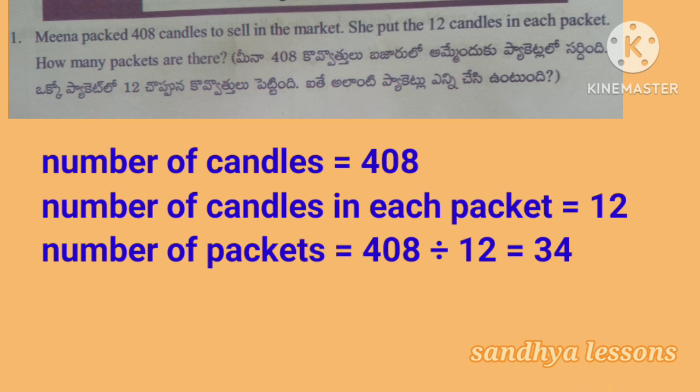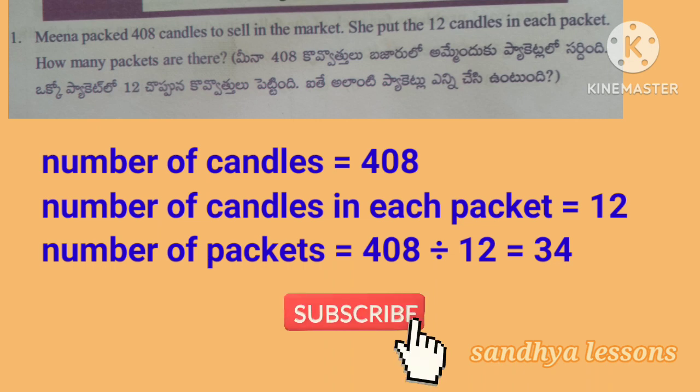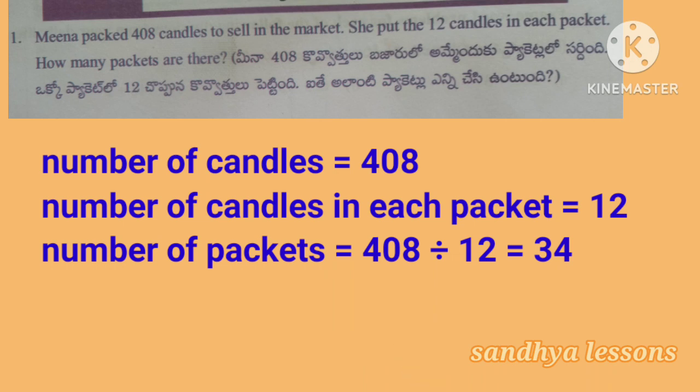Solution. Number of candles is equals to 408. Number of candles in each packet is equals to 12. Therefore, we can get the number of packets by dividing 408 with 12. That is, 408 divided by 12 is equals to 34. Therefore, number of packets is equals to 34.